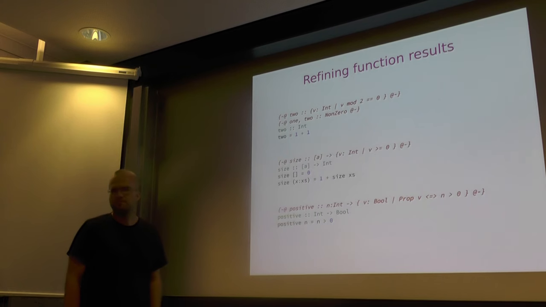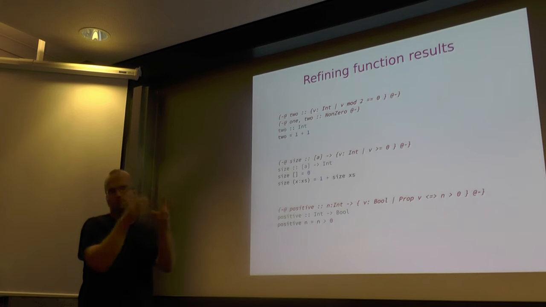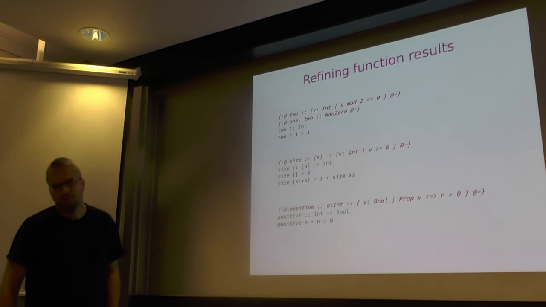Another short question: is the bracketing prop V with brackets around it, or is it prop and all the stuff after it? Prop V with brackets around it. Yes. So prop V as a propositional expression should be true, and it's true when it's equivalent to this and this. So prop is just a function mapping from bool to the internal prop type. Exactly.